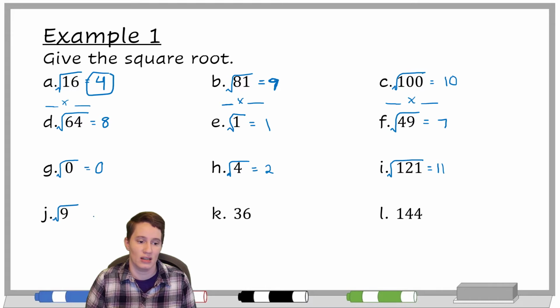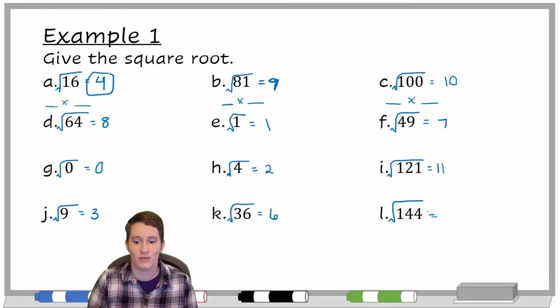Square root of 9 is 3. Square root of 36. What times what is 36? That would be 6. Square root of 144, again, a big number. It's bigger than 121, so it has to be at least 11, right? And so think 12 times 12. Yep, that's 144. So there's our answer.